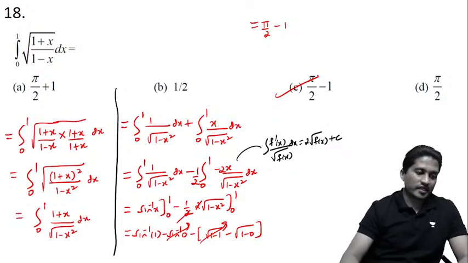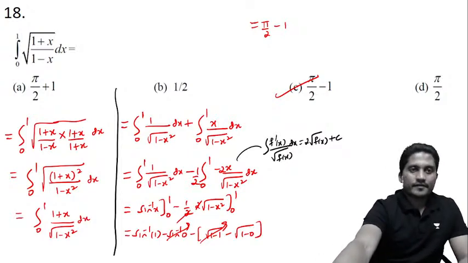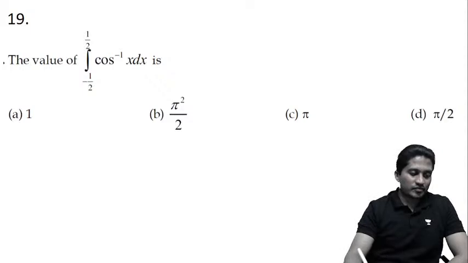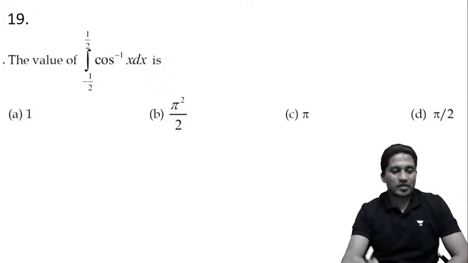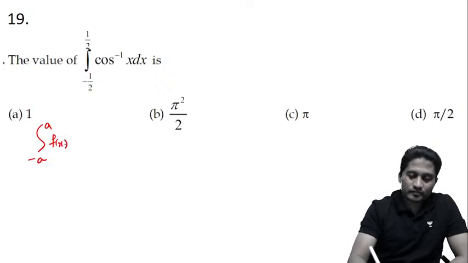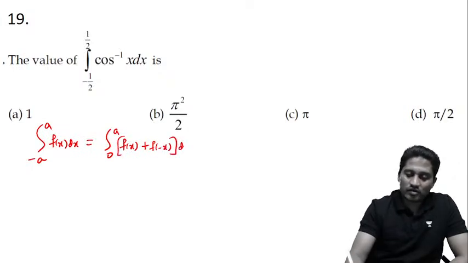Alright, hope this is clear, guys. Let's move to the next question. See, today's class we did minus a to plus a of f(x). If it is neither even nor odd, then minus a to plus a of f(x) will be equal to 0 to a, f of x plus f of minus x dx. If it is neither even nor odd.